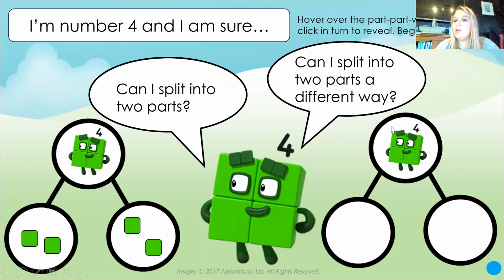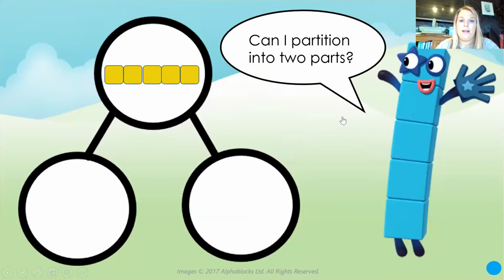And is there another way? Can you think of another way? We can have a 3 and a 1. 3 and 1 work together to make the number 4. Okay, last one. Number 5. How can we split number 5? What 2 parts make the whole that is 5? Can you think?